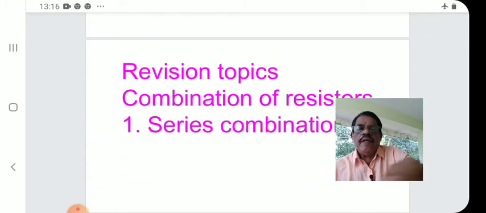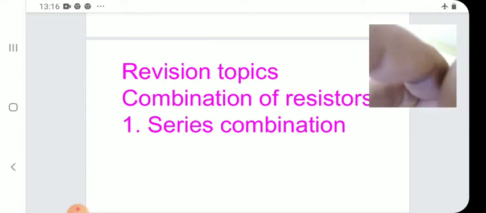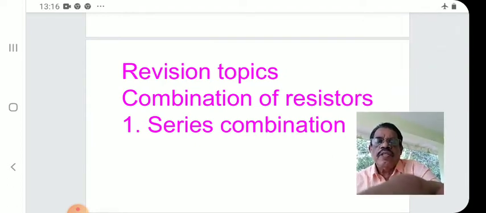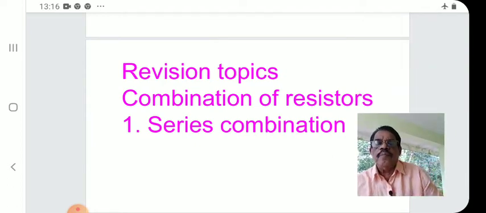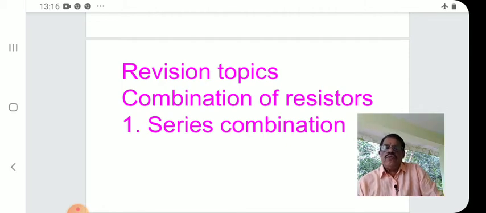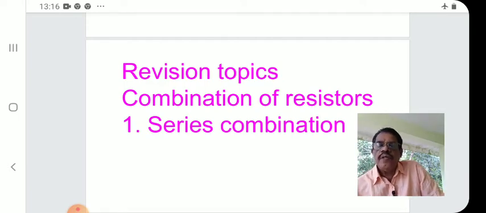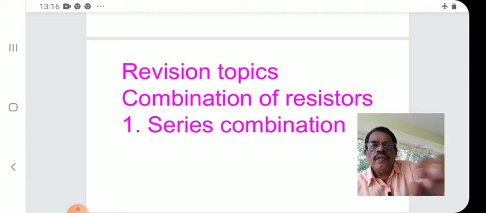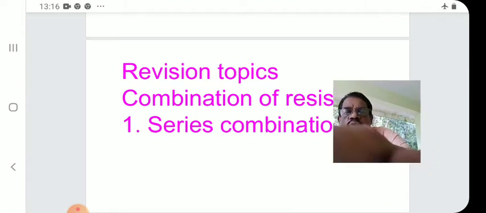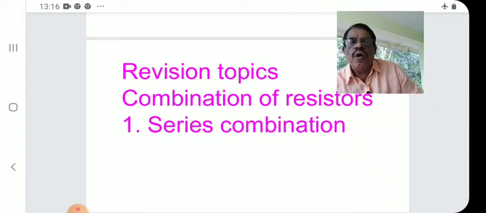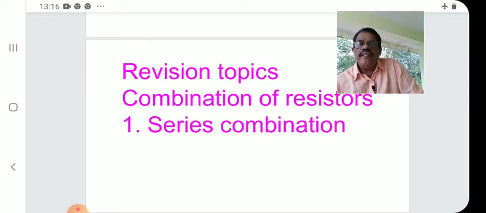Next is a revision topic. That is actually not mentioned in the CBSE present syllabus, but you have to study it. It is in your 10th standard or 9th standard topic. Several questions can be asked in the entrance examination also based on combination of resistors. So as a revision topic, we discuss the series and parallel combination of resistors.